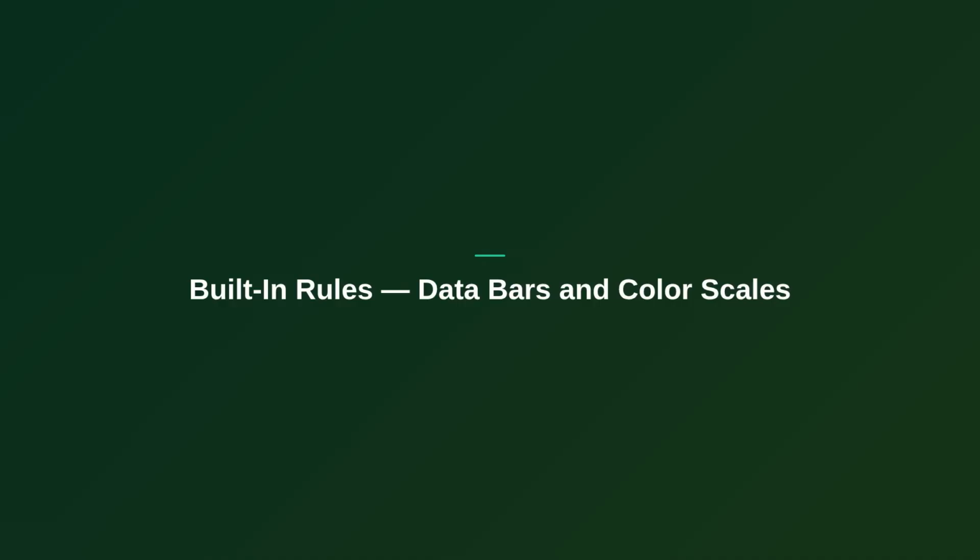Data bars turn cells into mini bar charts. Color scales create heat maps from red to green. Icon sets add arrows, check marks, or traffic lights. These one-click options handle 70% of formatting needs.